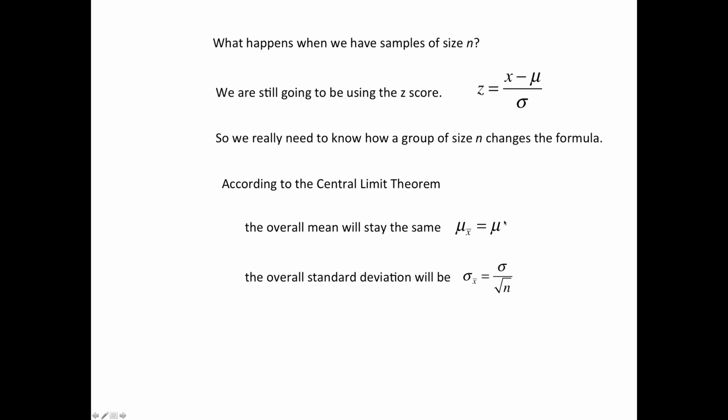Which is good news, because that means that in this formula, this number does not change. Then, what about the standard deviation? Well, the standard deviation does change. What you need to do is take the original standard deviation and divide by the square root of n. That's pretty good news, because there's only really one thing that's added in this section: we still do the z formula, but the standard deviation will be divided by the square root of n.